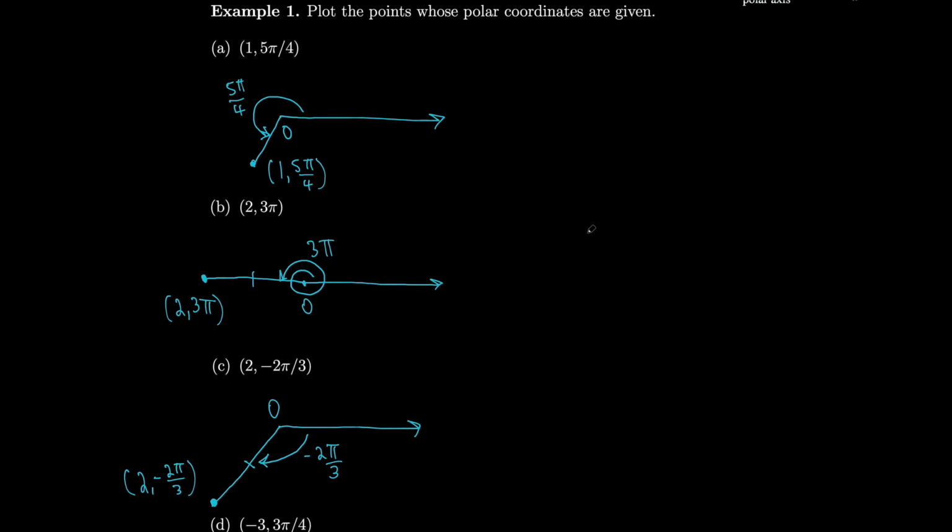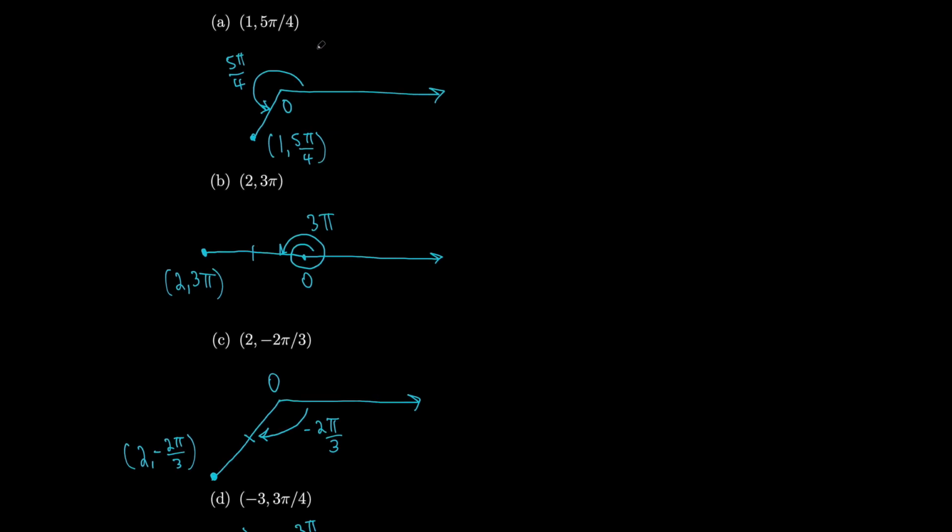The interesting thing about polar, you might have noticed, is that this is not the only possible way of expressing this point. What I could have done was start at my polar axis, and instead of rotating around in the counterclockwise fashion, I could have rotated in the clockwise fashion. So I could have rotated by minus 3 pi over 4, and I would still get to this same point over here. So this point would be 1, minus 3 pi over 4, but it's indistinguishable from the point 1, 5 pi over 4. It doesn't matter whether I go backwards or forwards.